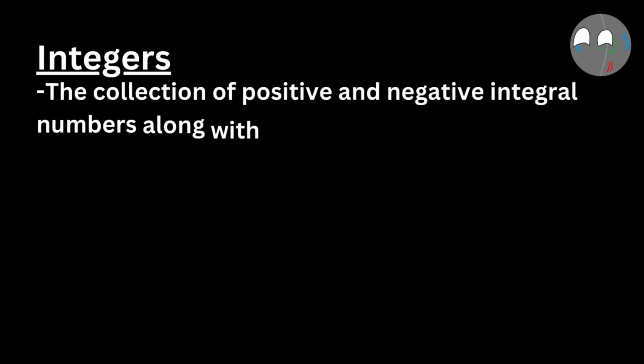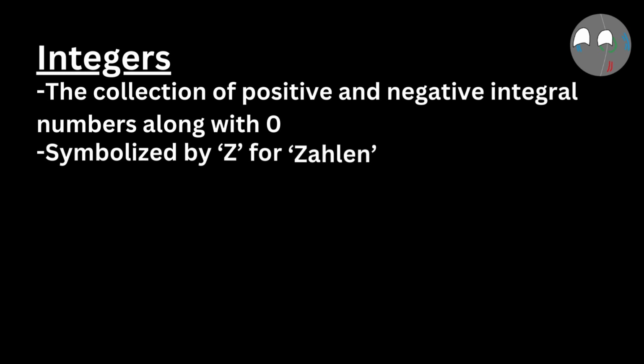The collection of positive and negative integral values along with 0 are called integers. Integers are symbolized by the letter Z for Zahlen, which means to count in the language known as German. Why Zahlen? I don't know. Why German? I also don't know. But integers are still represented by the letter Z and no one can change it.